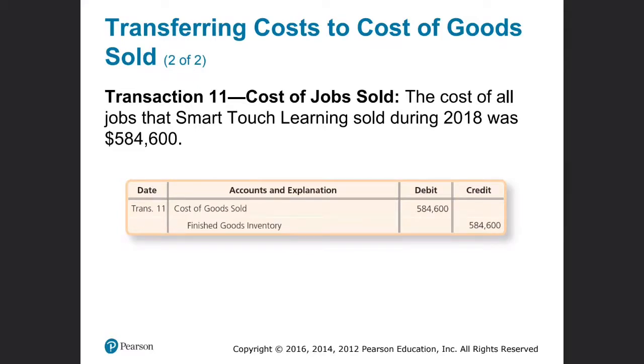Now we're going to record the cost for those jobs that we sold. So we sold those jobs and now we have to record the cost. The cost was $584,600. So we're going to debit our cost of goods sold account for the $584,600, and we're going to credit our finished goods inventory account for the same amount.